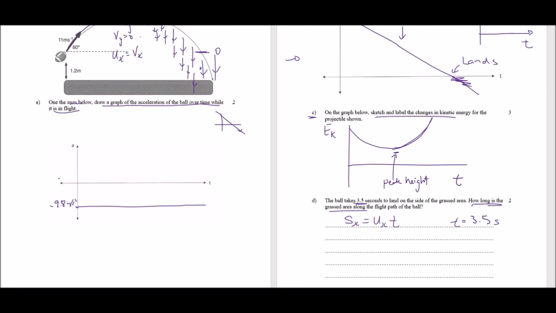And that's kind of given to you already. So Ux is equal to 11 times cos 60. So 11 cos 60 times 3.5 seconds. Plugging it in my calculator, that would give me an answer of 19.25 meters. And that concludes the question.